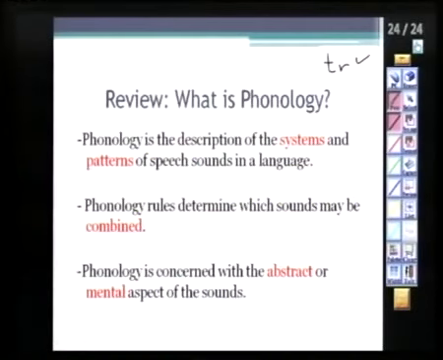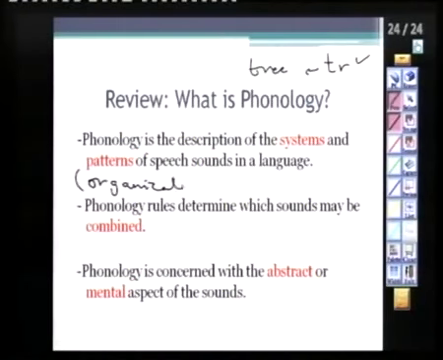So English phonology says you can have the combination of ta and ra in English. Can you give me an example? Tree. Trap. Yeah, lots of words. Lots of words in English that actually start with a combination of the sound ta and the sound ra. So this is what phonology does. It determines which sounds may be combined. It determines the organization of sounds. You can add here, when you say systems and patterns, it means the organization of sounds. It means how do we organize the sounds in English.